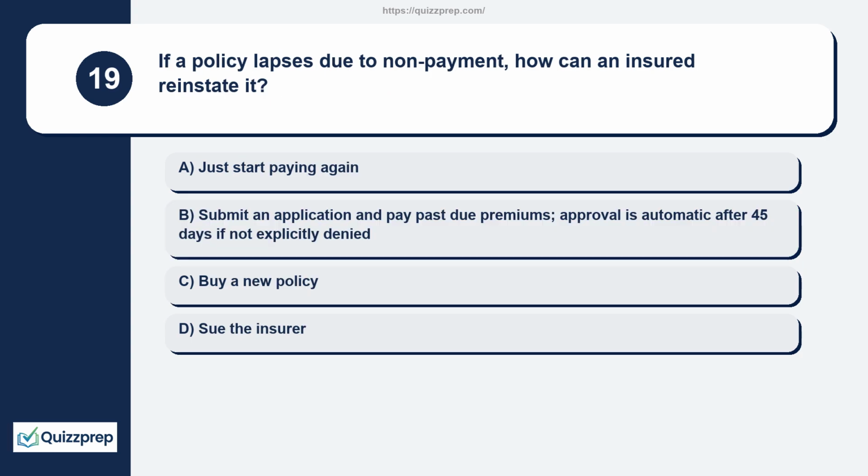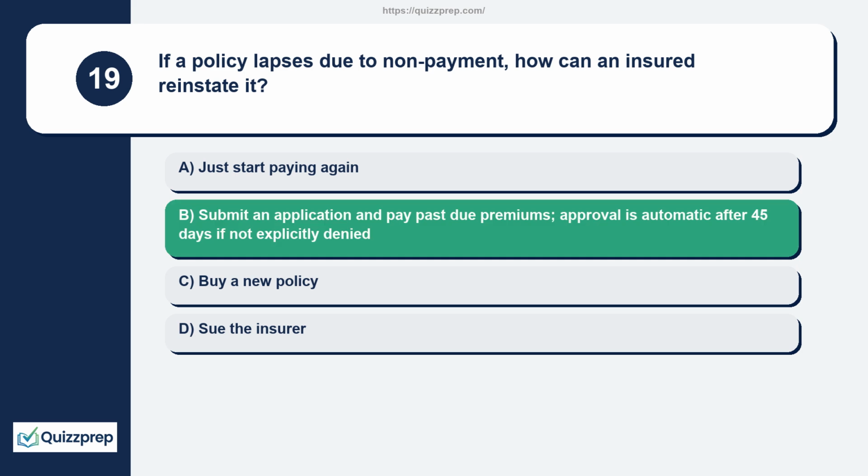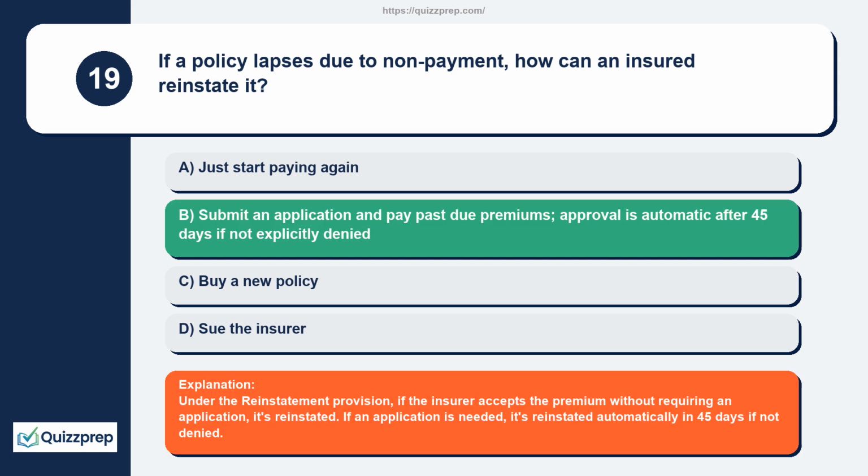Question 19. If a policy lapses due to non-payment, how can an insured reinstate it? Just start paying again. Submit an application and pay past due premiums. Approval is automatic after 45 days if not explicitly denied. Buy a new policy. Sue the insurer. Under the reinstatement provision, if the insurer accepts the premium without requiring an application, it's reinstated. If an application is needed, it's reinstated automatically in 45 days if not denied.